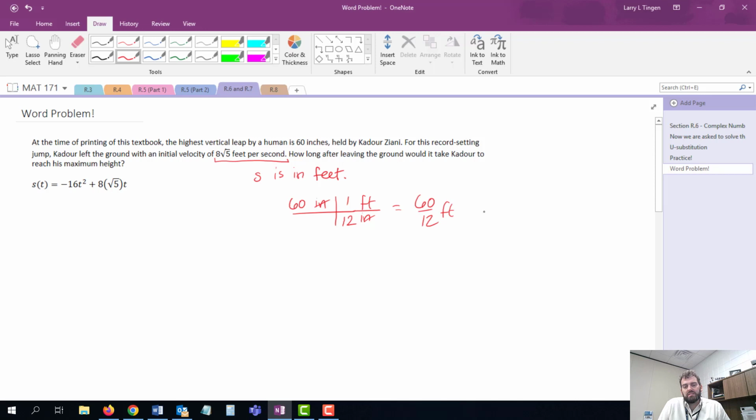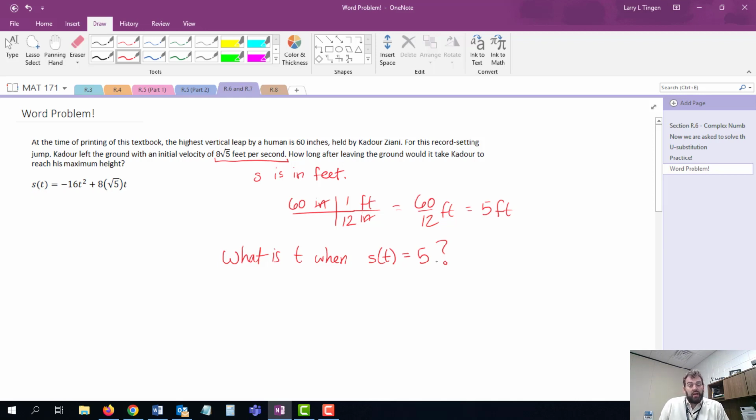These are feet. 60 divided by 12 is 5 feet. So instead of looking for when S is 60, which is what I did in class, we're actually looking for what is T when my function S of T equals 5. All right, so S of T, that's the entire left-hand side of the equation.